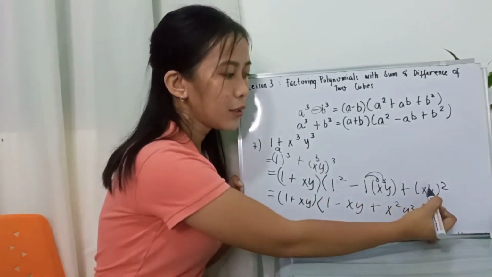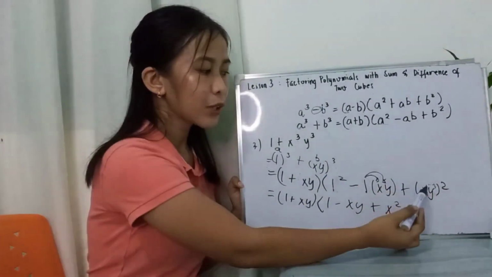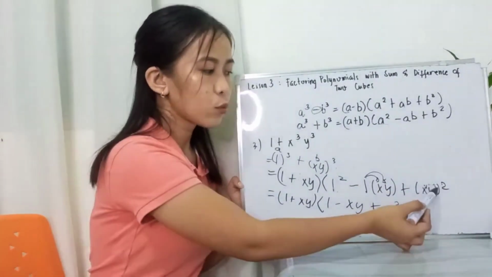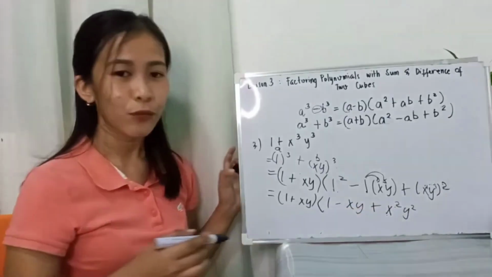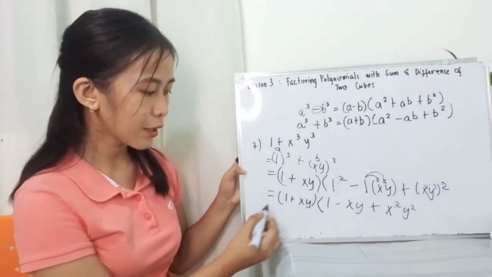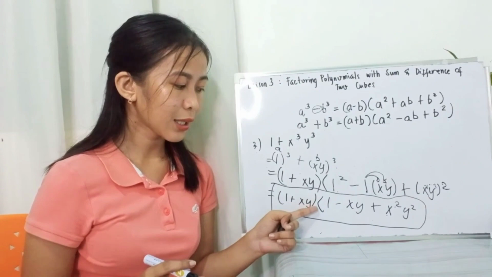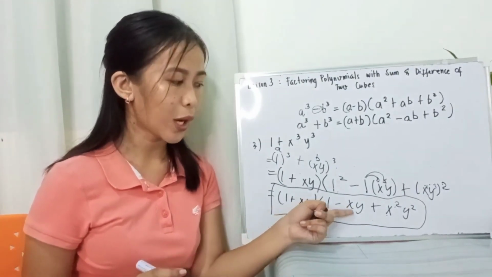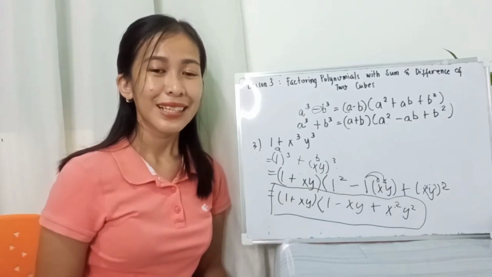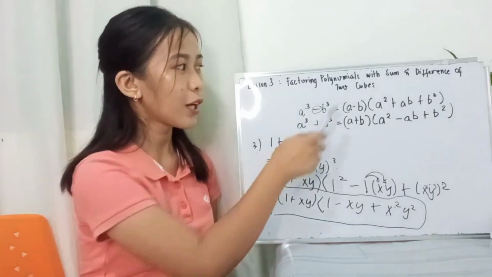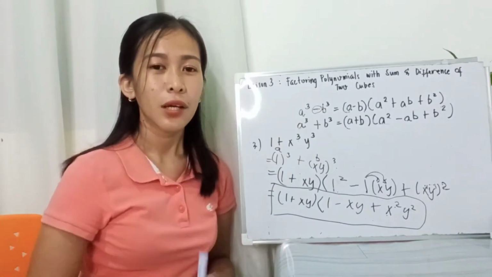Kasi nga, 1, yan, meron yan, automatic may exponent na 1 yan parehas, no? And 1 times 2 is 2, and 1 times 2 is 2, no? Kaya, meron tayong x squared and y squared. Therefore, the final answer is already this one. 1 plus xy times 1 minus xy plus x squared and y squared. Okay? Ganun lang kasimple ang pagfa-factor ng polynomials with sum and difference of 2 cubes.